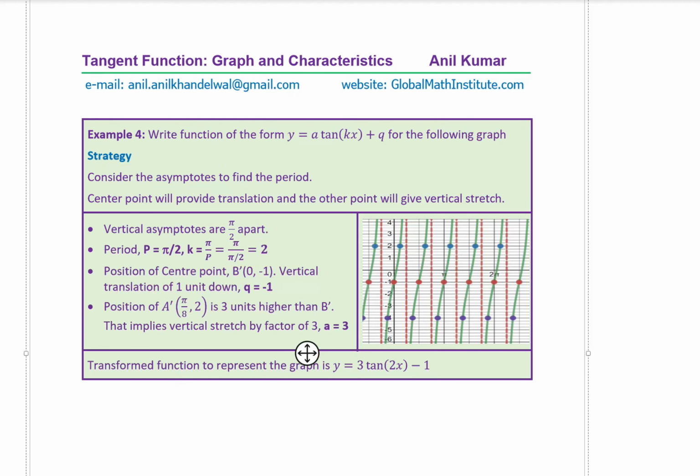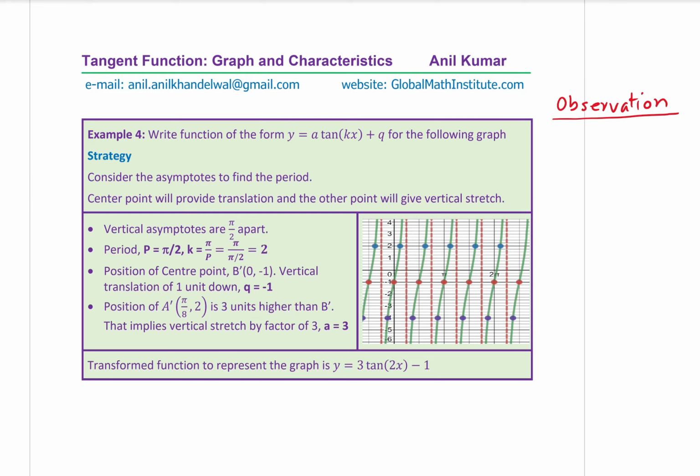Example 4. Write the function of the form y equals a tan kx plus q for the following graph. So now we are trying to figure out the equation from the given graph, right? So this is the reverse of what we did earlier. So now you have to do proper observation to get the solution. So let's now make a list of observation points. Now this is extremely important to quickly get the equation.